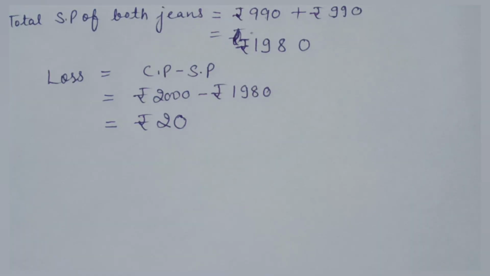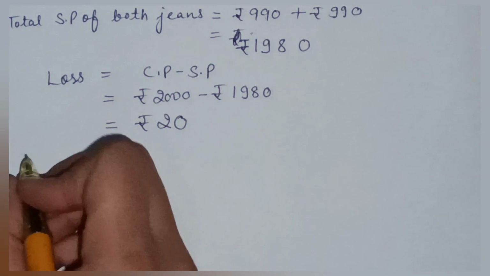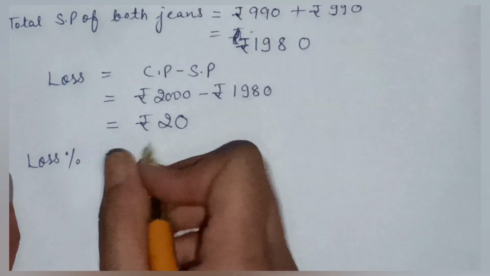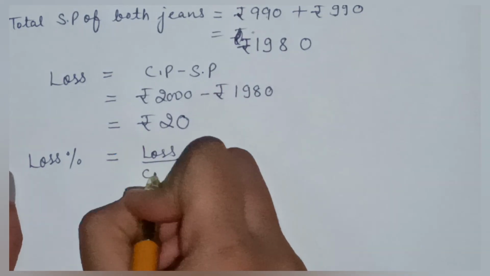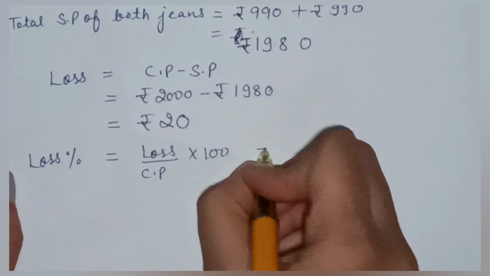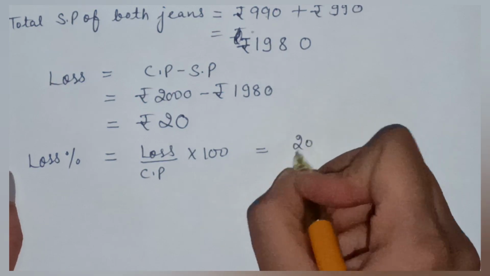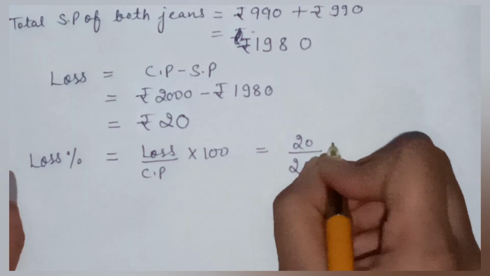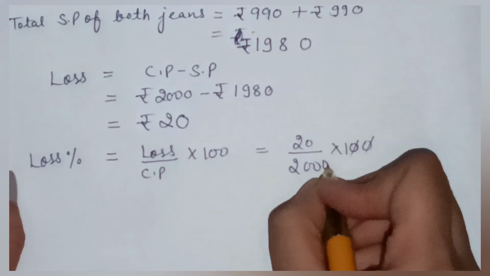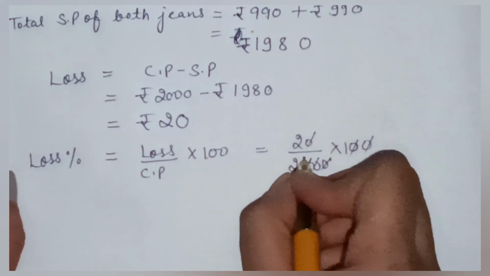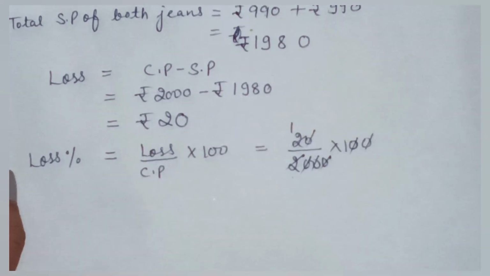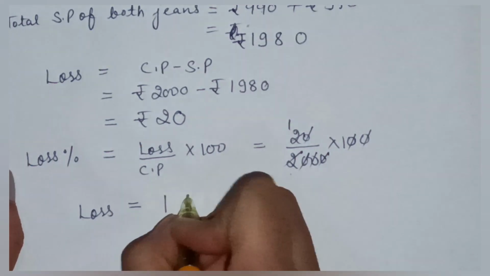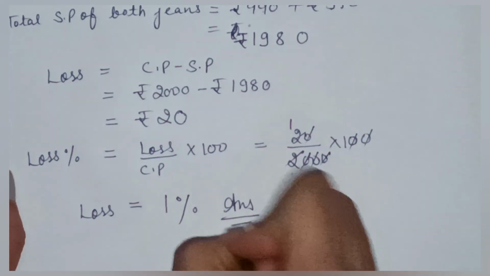Now we have to find the loss percent. I write here the formula of loss percent. This is equal to loss upon CP multiplied by 100. This is equal to loss, rupees 20, upon the total cost price, rupees 2000, multiplied by 100. These both zeros cancel, this zero cancels this zero. 2 ones are 2 here. So from here loss is equal to 1%. This is our answer of this question.